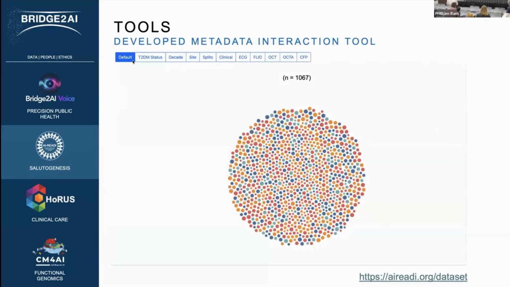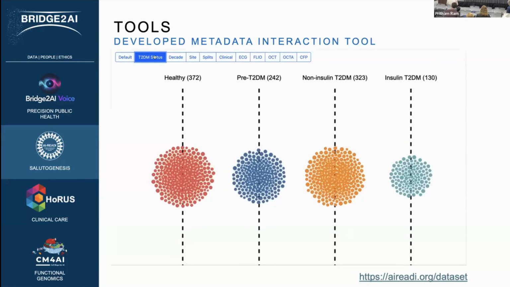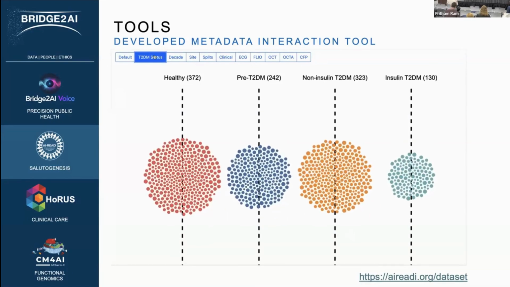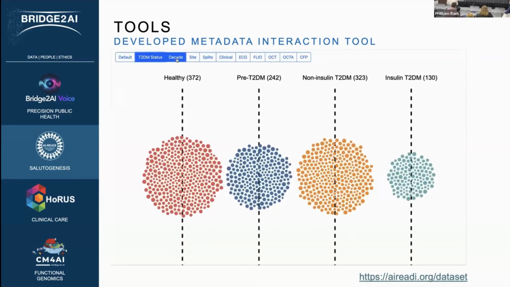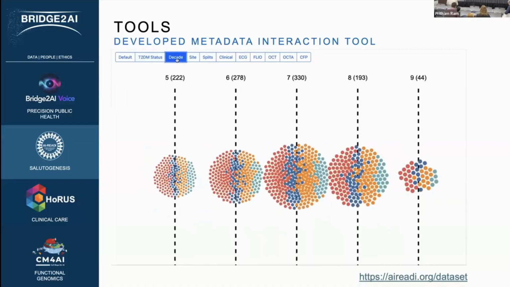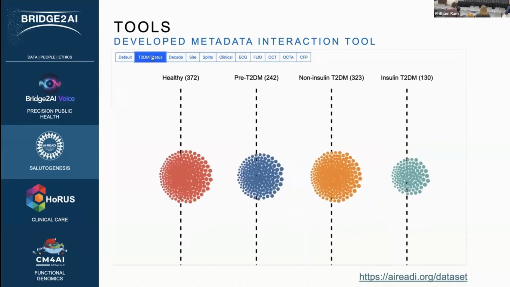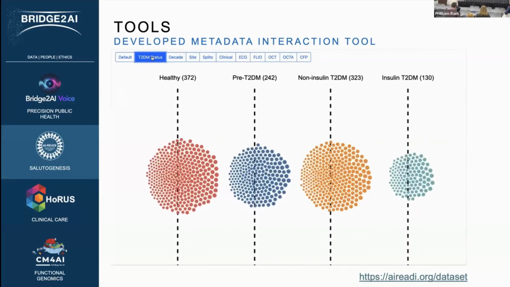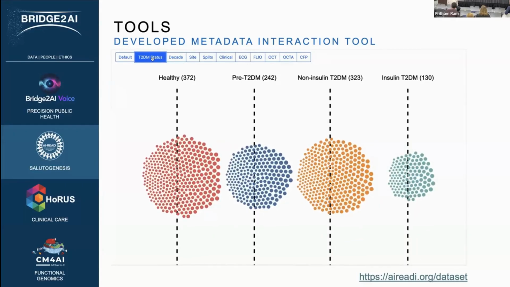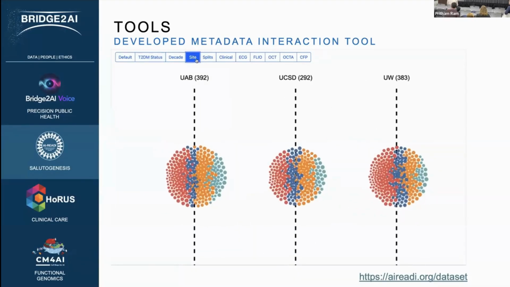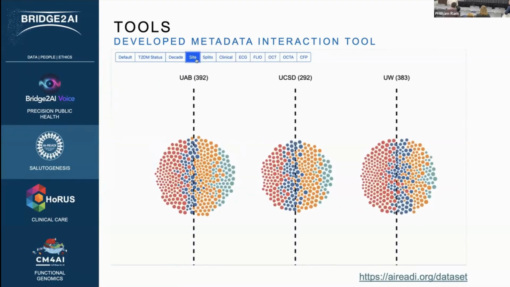We built this visualization tool to help people understand what our data set looks like of the 1,000 people. Each dot is 1 participant. They're colored by the different diabetes severity and sized by the decade of life. You can see that there's an even distribution across the different severity types. We have our 3 clinical sites of UAB, UCSD, and University of Washington.